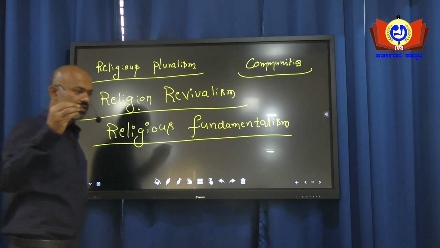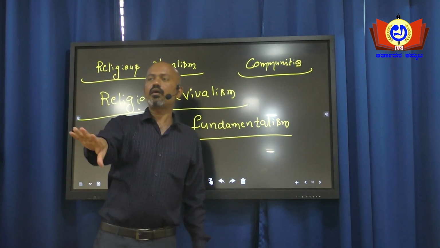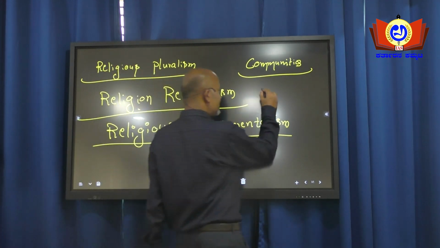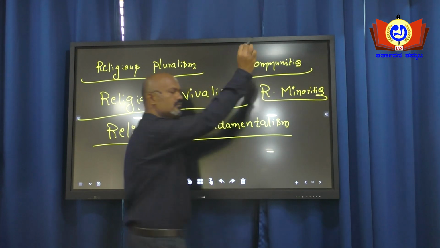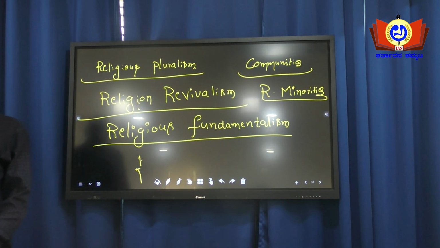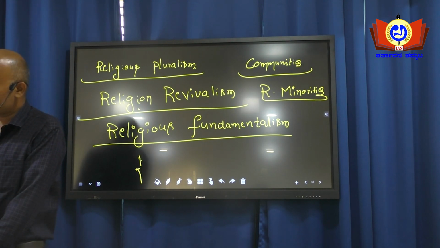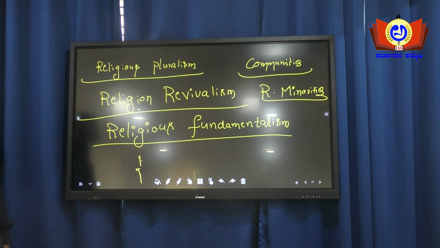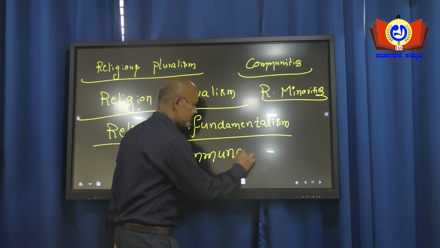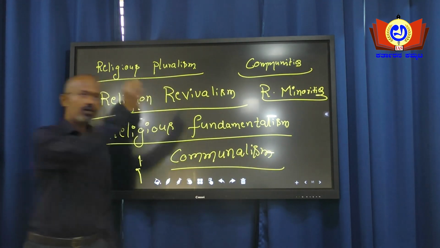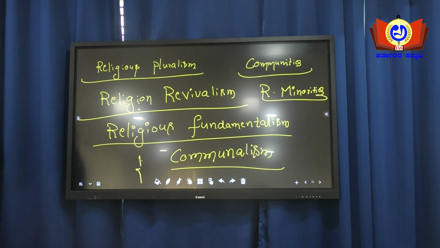Then we'll also discuss the problems of religious minorities in India. And at last we'll discuss the concept of communalism. These concepts we'll discuss in this chapter. This completes the unit.